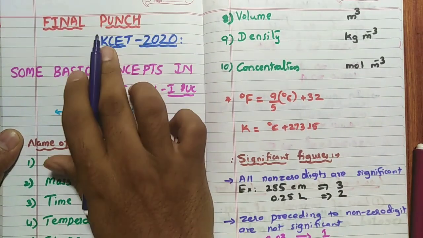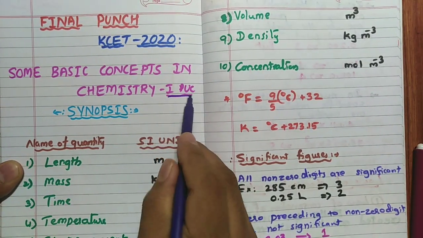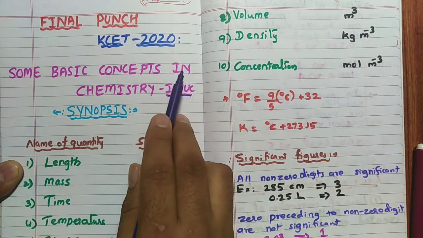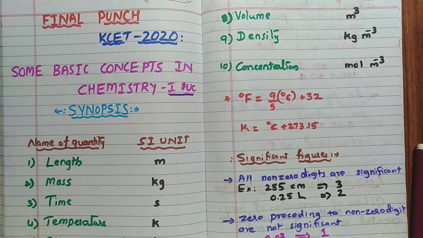Today in the Final Punch KCET 2020 series, I am going to discuss first PUC, some basic concepts in chemistry. First we see the synopsis, then we will solve some important questions, previous year asked questions.